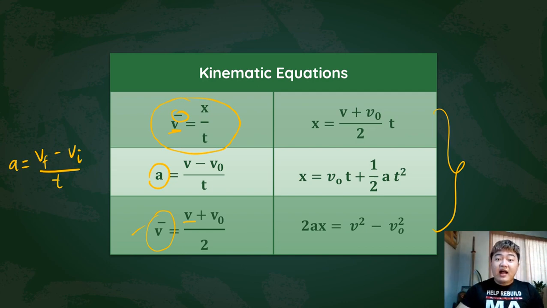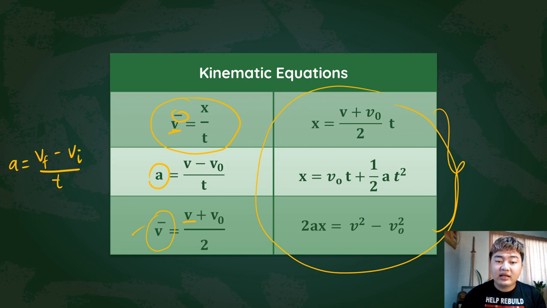But since we already derived equations out of these 3 here, then we can use these to solve for the unknown variables, provided that there is just one unknown variable per equation that you will use in the problem.